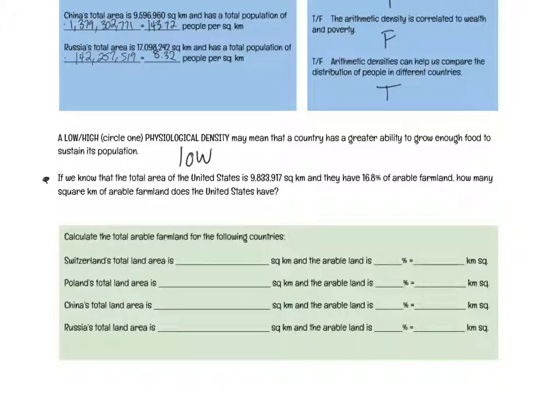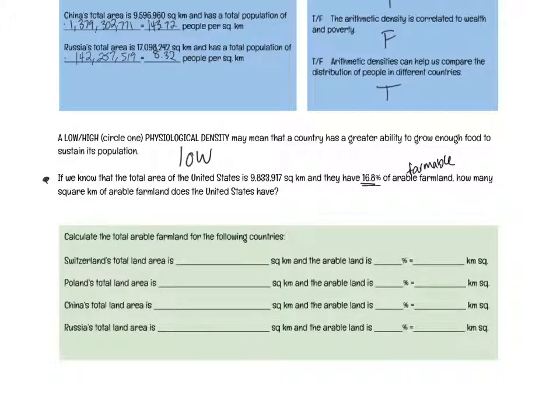The U.S. is this big in square kilometers, and there's 16.8% of arable farmland. Remember, this is farmable. How many square kilometers of arable farmland does the U.S. have? So we're trying to figure out the square kilometers of farmland, turning this into an actual number for the U.S. What is that equation going to be? Math people, how are we going to figure that out? Who is it? How are you going to find that out?